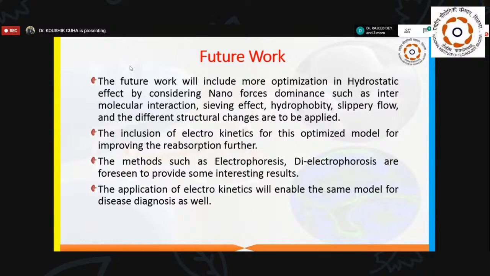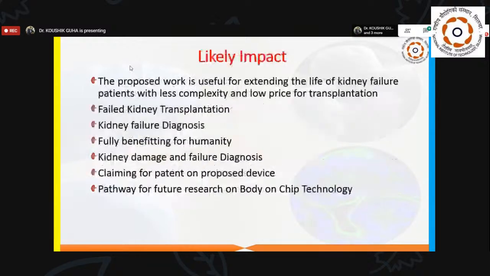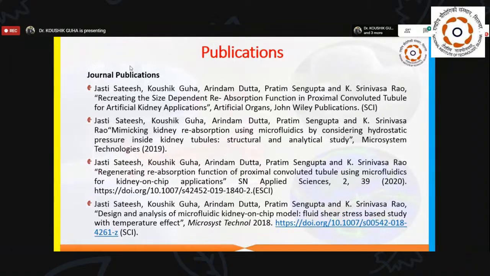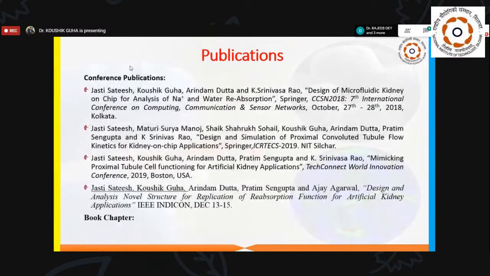The future work will obviously include more physics; we will apply more electrophoresis and dielectrophoresis, and then we will see how this affects the behavior of the fluid, the absorption, reabsorption, filtration, and all kinds of fluid kinetics. These are some publications of our work in this field.